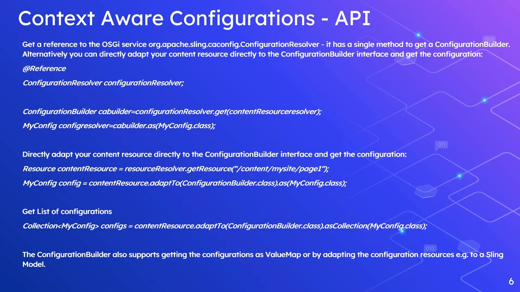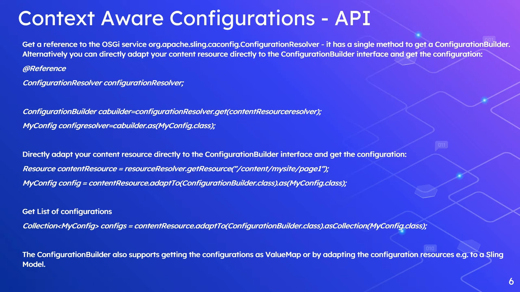Now let's talk about the API. Here as a first option, you can use the configuration resolver. You can get the reference of this configuration resolver. Then the configuration resolver has a single method to get the configuration builder. So if you see here, I am getting the reference of the configuration resolver, then through that I can get the configuration builder. Once you have the configuration builder, then you can get the configuration from that.